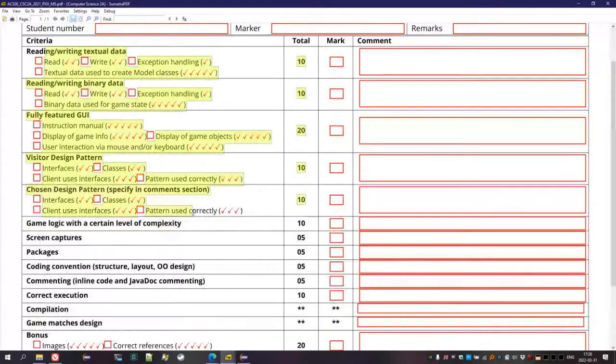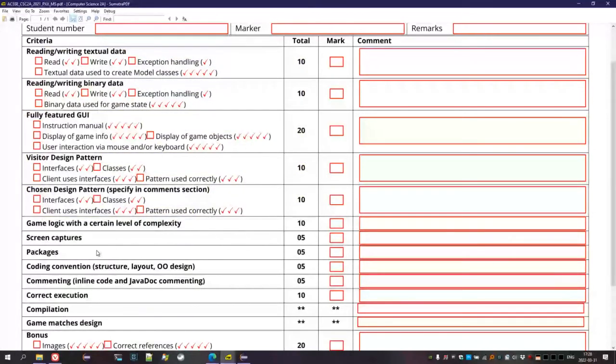Can you write code that actually does work? Can you write code that does text file and binary file input and output? Are you using design patterns correctly? This is what we are testing.